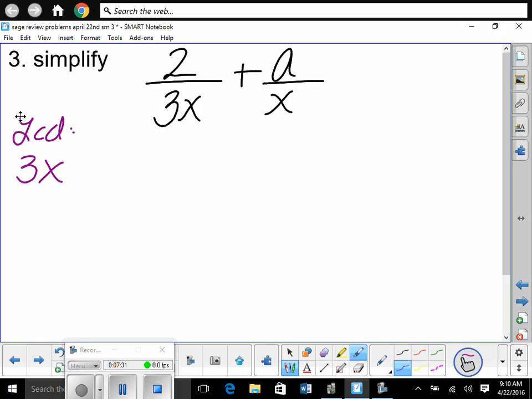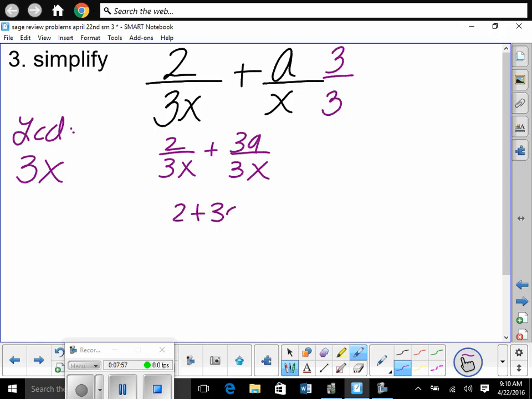So this one's good, but this one needs to be manipulated. We're going to multiply by a fancy one of our choice because 1 doesn't change anything. So we're going to multiply by 3 over 3, right? So you have to multiply the top and bottom by 3. That's a fancy 1, so that's why it doesn't change it. So we have 2 over 3x plus 3a over 3x. Now do we have a common denominator? Yep. So now we can combine our top. We have 2 plus 3a all over 3x, right? Do you add the bottom? 3x plus 3x is 6x? No. Okay, good. So we're done.